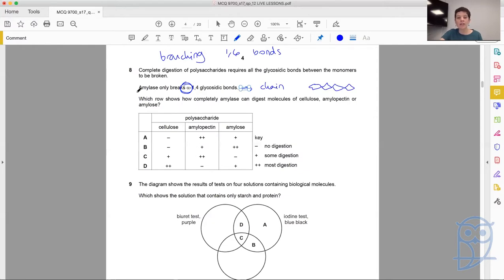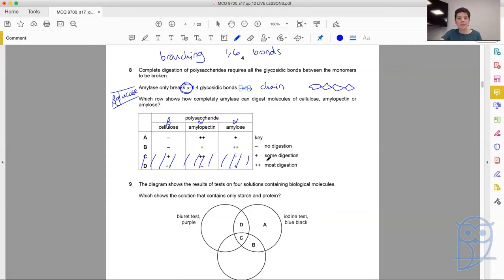If our carbohydrate is made of beta glucose, then it's not going to work, because enzymes are so specific in shape. Our beta glucose is a different shape. An enzyme that's specific for alpha glucose won't fit onto beta glucose molecules. So we have cellulose, amylopectin, and amylose. We know cellulose is beta, and amylopectin and amylose are alpha. So we're not going to digest cellulose at all. So C and D are out. So the question is amylopectin and amylose.